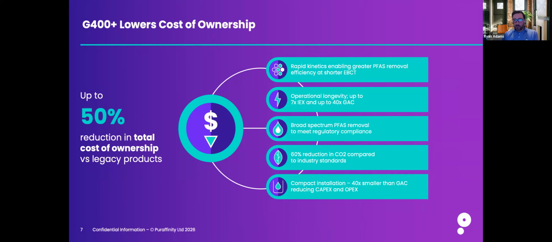And with that comes operational longevity, significantly more than ion exchange or GAC, and a broad spectrum of PFAS removal to meet compliance. We can work on short chain and long chain, which makes a big difference, where the legacy products have their issues, especially with short chain. And then you can see a reduction in CO2 compared to the industry standards, and as I mentioned before, a much smaller, compact installation, which I'm going to go into in a second. With that comes reduction in CapEx and OpEx across the board.